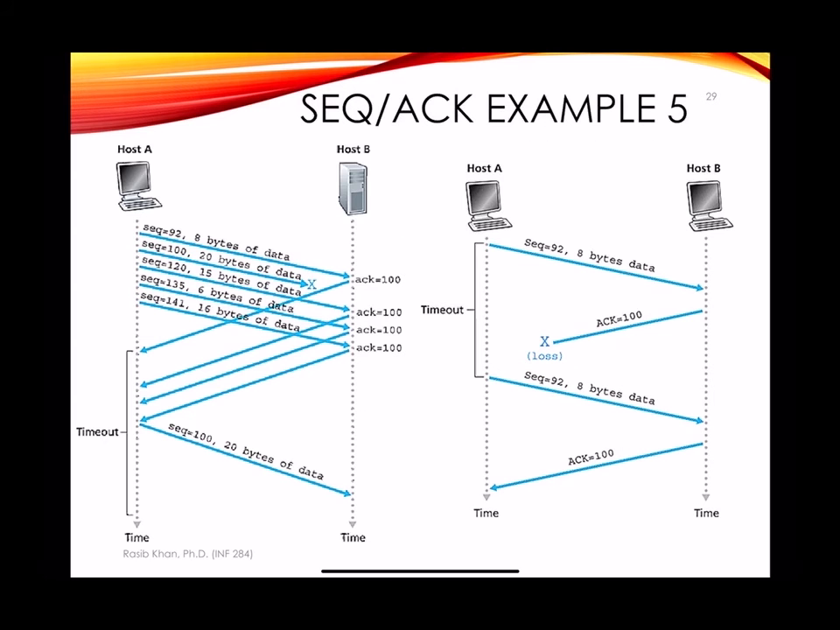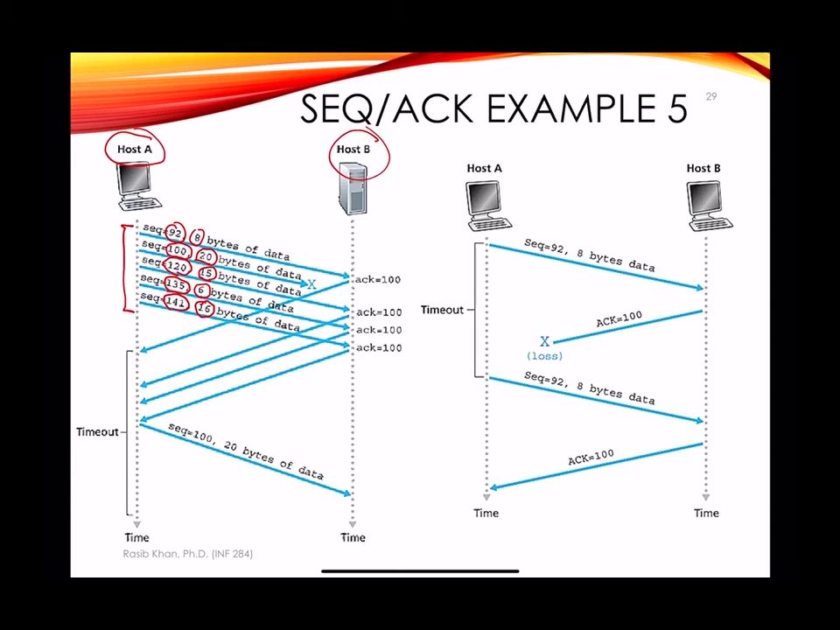So if we look at actual scenarios of how things work, let's say we have two parties communicating with each other, host A and host B. The first segment starts with sequence number 92, which is of length 8 bytes. The next sequence is 100, because 92 plus 8 is 100, and the length is 20. The next would be 100 plus 20, 120, and the length is 15 bytes. So 120 plus 15 is 135. And this segment is of length 6 bytes. So 135 plus 6 is 141. And the length of this segment is 16 bytes.